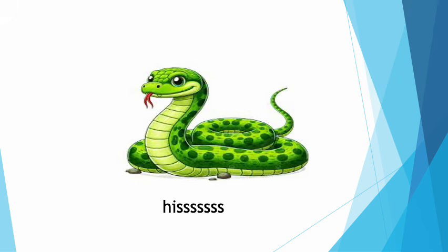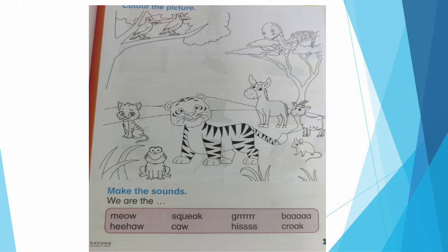So dear students, we have learned so many animals' names and their sounds. Now you have to practice and learn the sounds of these animals and complete your activity page number 17, in which you have to color the pictures of these animals and practice the sounds of these animals at home.